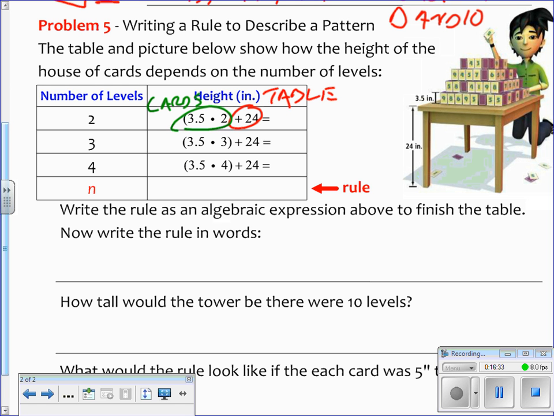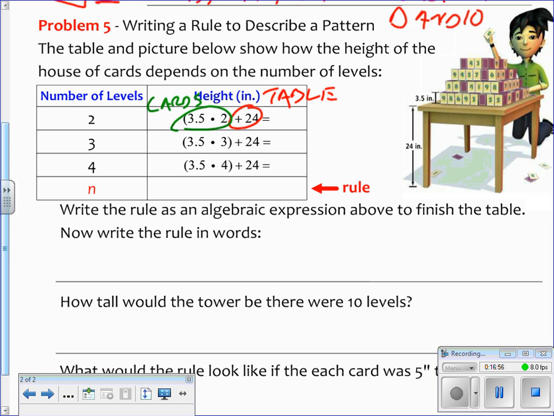So if I have n levels, n meaning I don't know exactly how many, but I want to come up with a formula. That's what we're doing here. We're coming up with a formula. So if I build it 10 cards high, 10 levels high, I don't have to count. I can just put 10 in for n and figure it out. I want a formula.